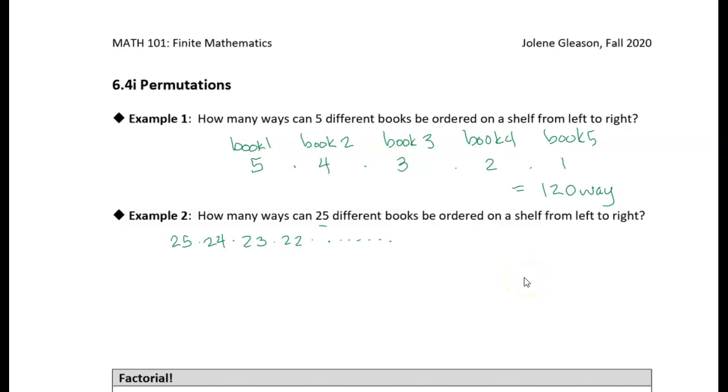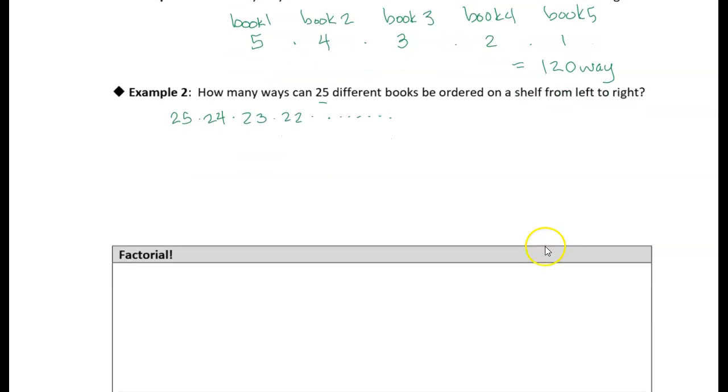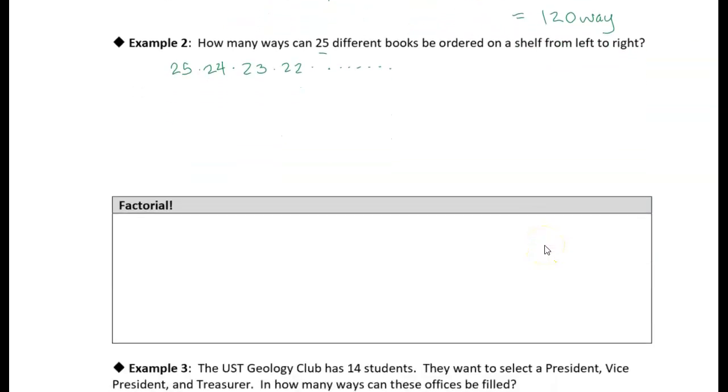This sequence of multiplying these descending numbers is a very common thing to have happen, and so mathematicians, in their infinite wisdom, have created notation as a shortcut for writing out that repeated multiplication. All right, so we're going to define n factorial to be equal to n.